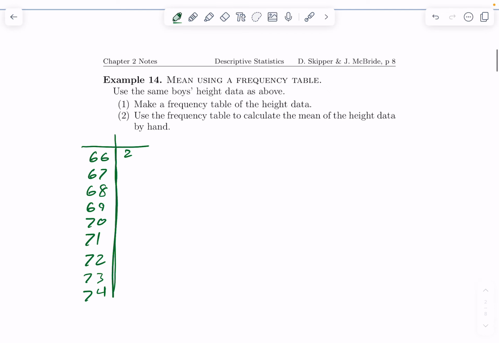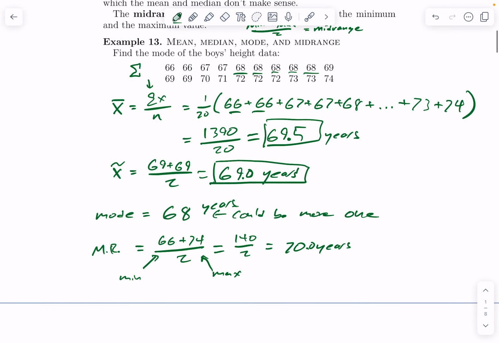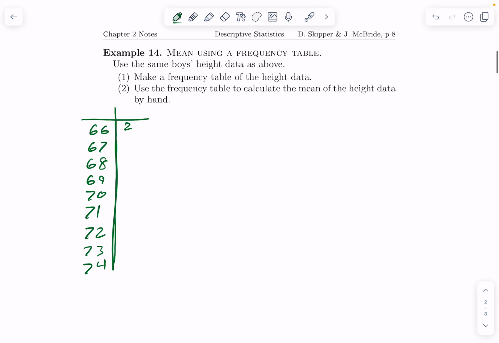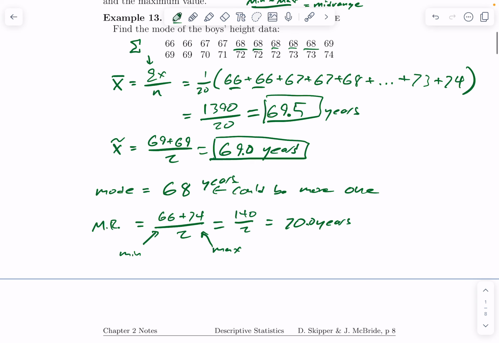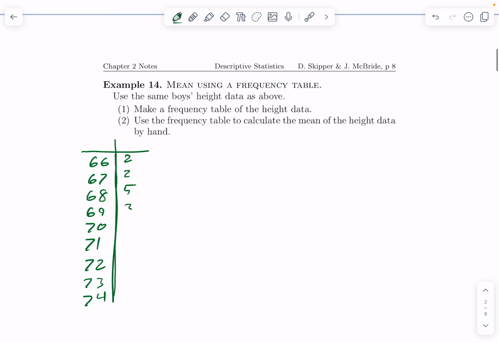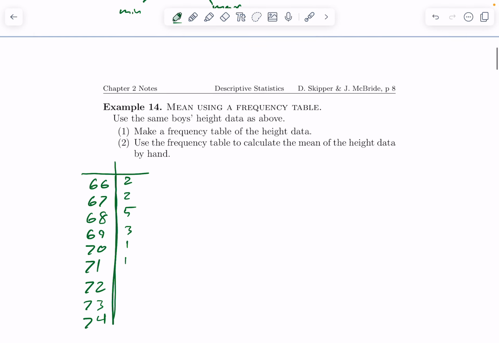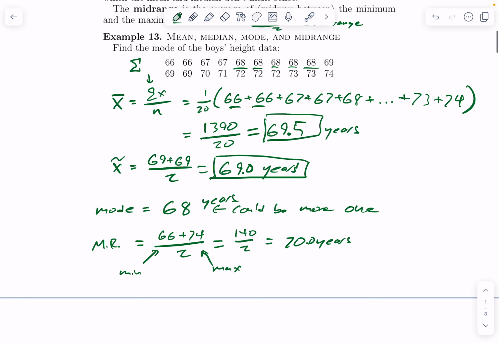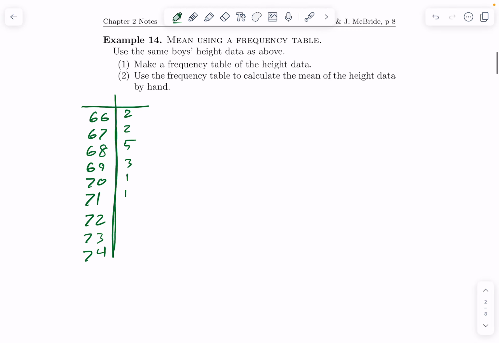There are two 66s, two 67s, five 68s, three 69s, one 70, one 71, and one 72. How many 72s? There are 3, 2, and 1. So 3, 2, 1. Let me just check. If I add those up, I get 20.